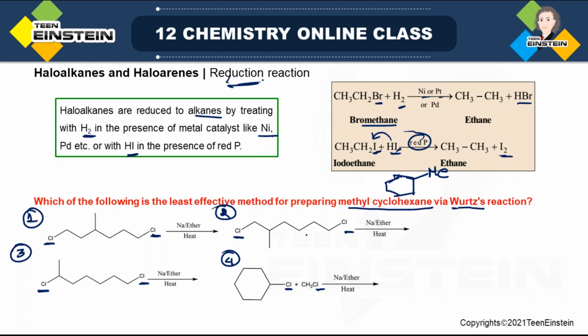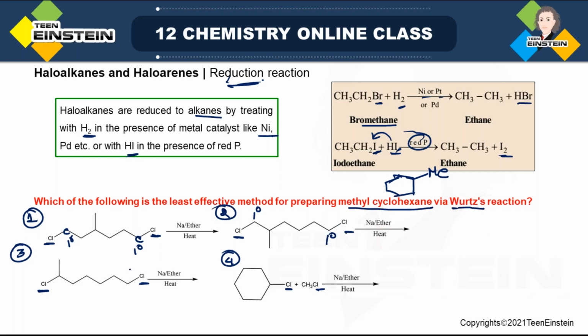Now in the first reaction, the carbon with which the halogen is attached is 1 degree, and this is also 1 degree. In option 2 also, this is 1 degree carbon, 1 degree carbon. So when it is 1 degree, the Wurtz reaction can take place very easily.